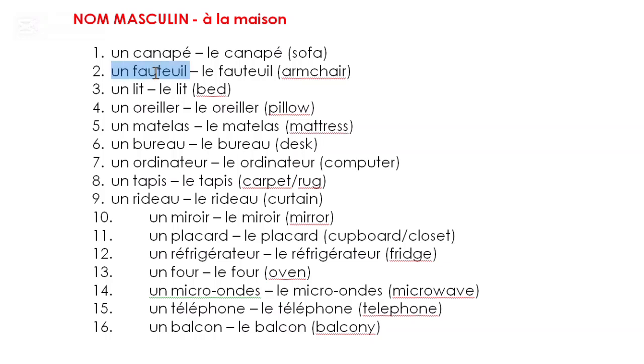Un fauteuil, you can see what is in the bracket, armchair. Un lit, a bed. What about the bed? Le lit. Un oreiller, you can see pillow. Un matelas is a mattress. Un bureau. Un ordinateur. We have un tapis, a carpet or a rug. Un rideau is a curtain. Un miroir.